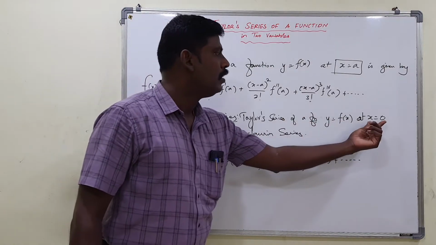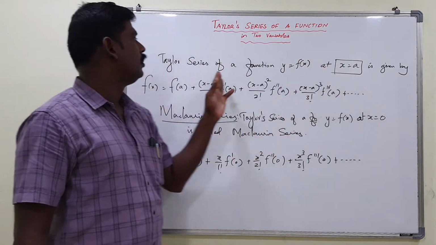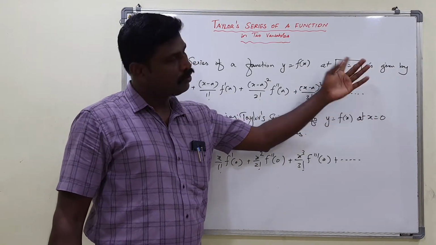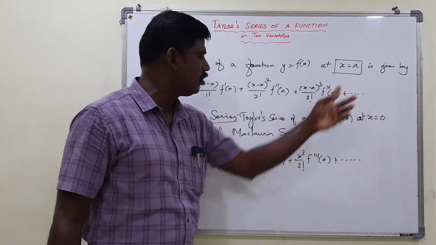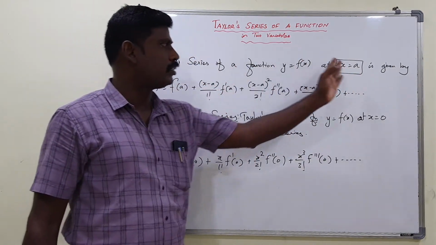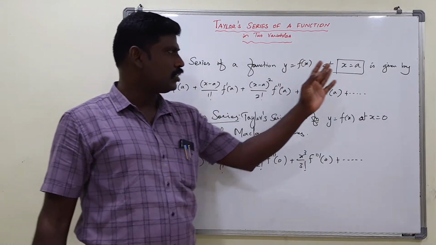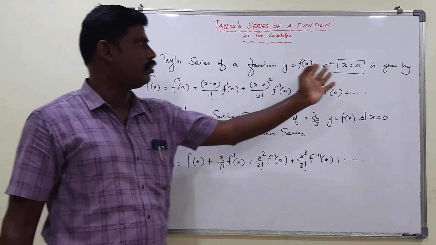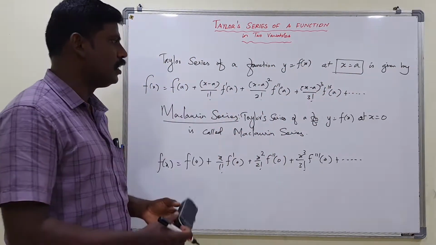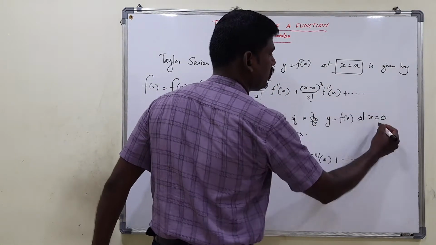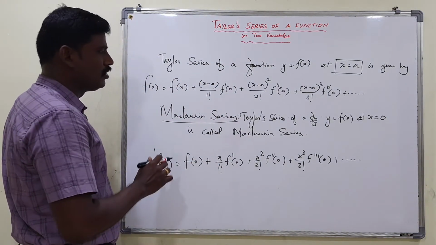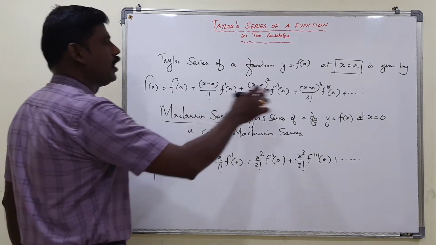What is that particular case? At x equal to any point other than 0, it is a Taylor series. If it is equal to 0, then it becomes a Maclaurin series. At x equal to 1, it is a Taylor series. At x equal to minus 1, at x equal to 10, at x equal to root 5, at x equal to minus 1 by 5, it is a Taylor series. At x equal to 0, the Taylor series becomes a Maclaurin series. So Maclaurin series is a special type of Taylor series at x equal to 0.